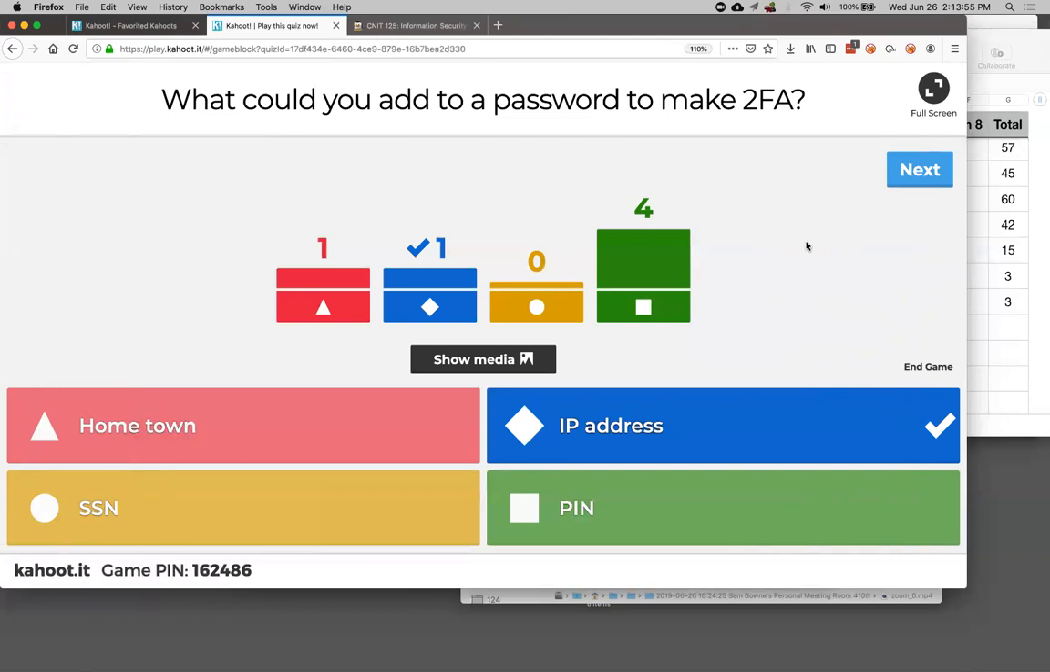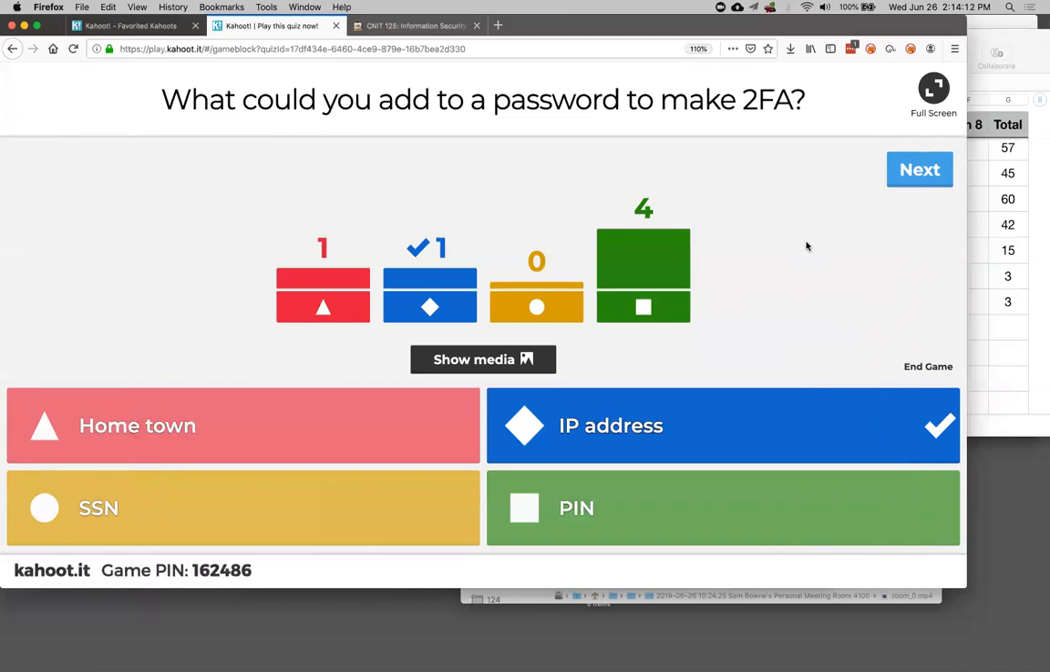See, if you have something like your hometown, you have to type in your hometown, they're just going to store that in a database too. Both of them will get stolen together. So it doesn't make you any safer. The only thing that makes you safer is two unrelated things, like something you know and something you have, or something you know and something you are.